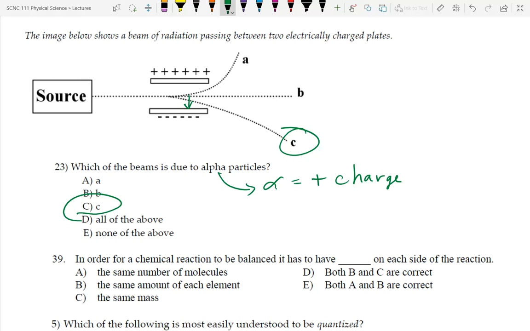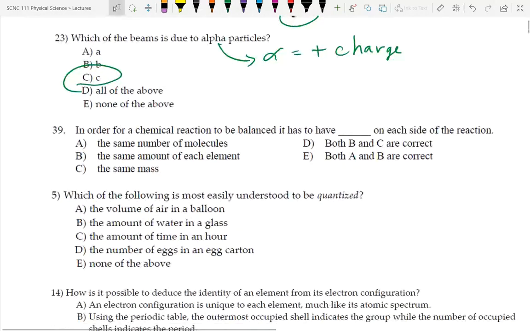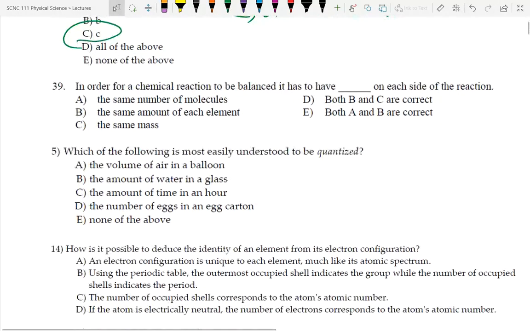Everybody understand the thought process involved here? Because that's the real physics, is to look at something and figure out what are the important pieces and how do they fit. Okay, the next one. In order for a chemical reaction to be balanced, it has to have blank on each side of the reaction. This is, of course, a student question, actually, of the ones that did the poorest on. The student ones were all but this, or were only this one. All the rest were textbook ones.